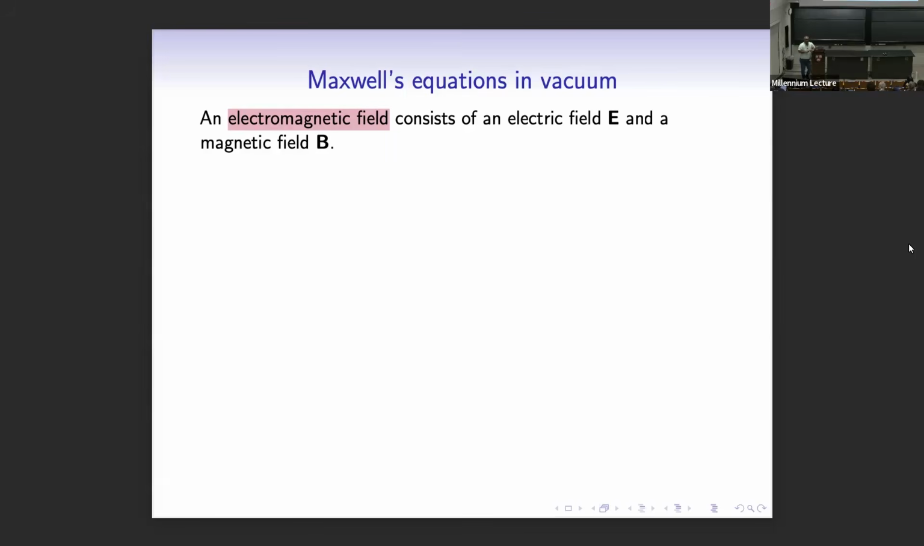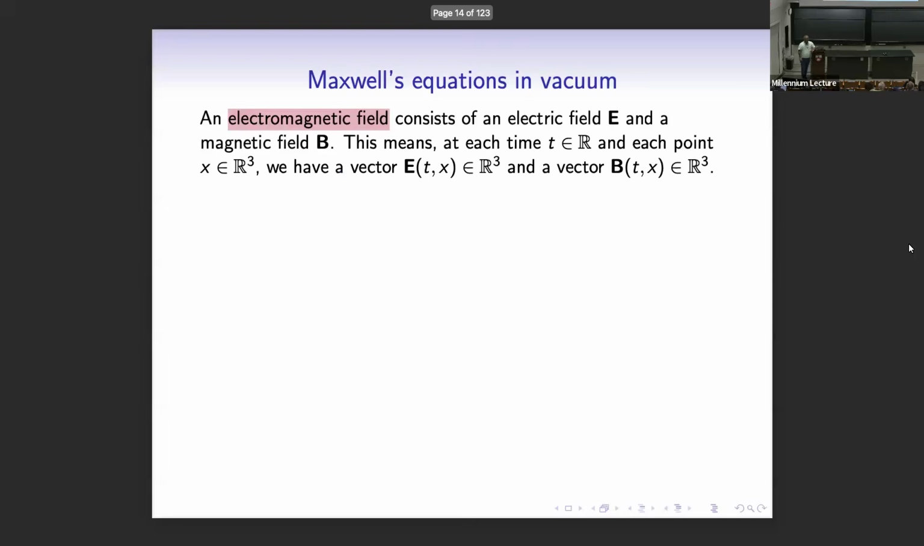Let's talk about Maxwell's equations in the vacuum. An electromagnetic field consists of an electric field E and a magnetic field B. What this means is that at each point of time t and at each point of space x, we have a 3-vector E(t,x) and a 3-vector B(t,x). So there's an electric field and a magnetic field, and they're real objects. All of us have done experiments in school where we trace the magnetic fields of a magnet, and maybe not electric field so much.